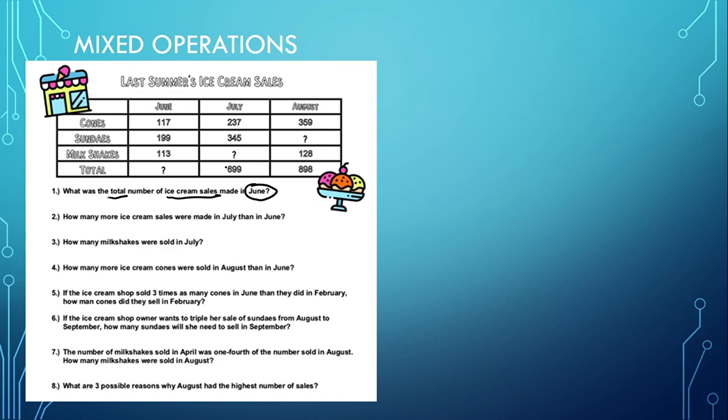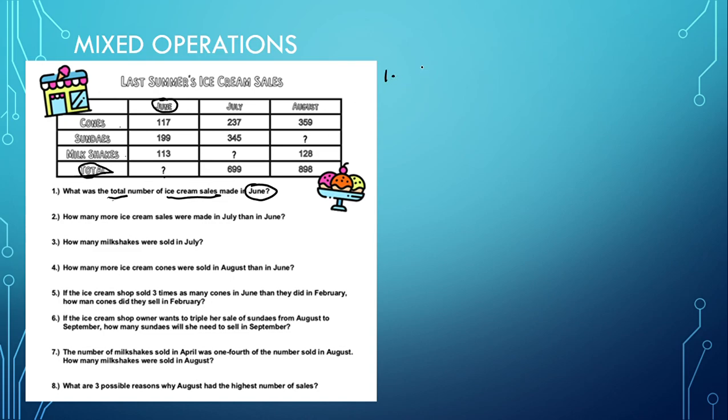So for a word problem, you have to underline the keyword so you understand what the question asks for. First, the question is telling you in June, so just June only. The total number of ice cream sales, meaning total number. See, the total meaning all of this. So we want to know about this. So that means we need to add all these cones, sundaes, and milkshakes sold in June. So that would be the total.